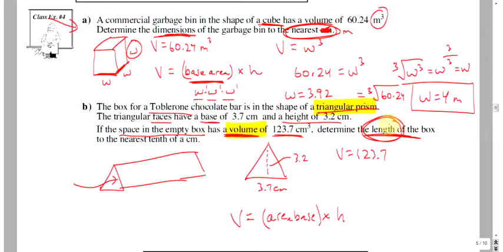Length of the box. What is that in our formula? Does it have an L for length? This is what they want. It doesn't say length, does it? It says height. This is the length of the Toblerone bar. Remember, this is the height for volume in the formula. Is that confusing? Yeah. Okay, but we got to come to grips with it.